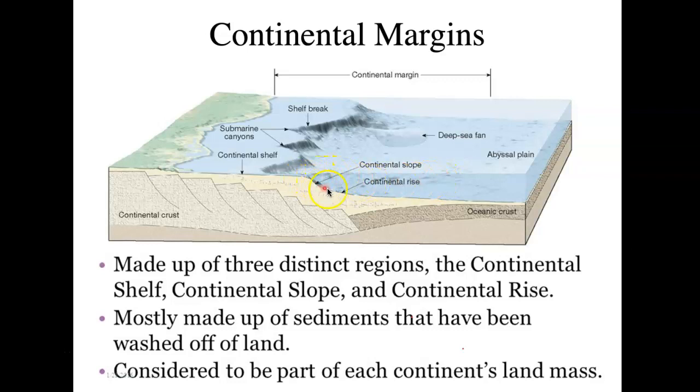So then here you can see the continental slope and then the continental rise, and then we enter the abyssal plain. So most of the sediments that have been washed off of land make up the continental margins. And again, part of the continental margins are considered to be part of each continent's land mass. So here it's just, again, submerged land mass. So we're going to talk about all of these features as we go through these three distinct regions here.